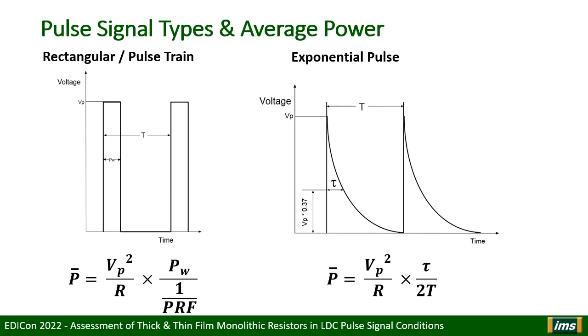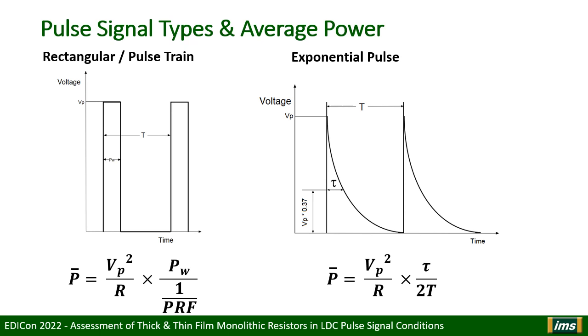For exponential pulses issued from capacitive discharges, we'd use the RC time constant tau as part of the formula for average power. In our discussions with customers, by and large, the rectangular pulse train is the more common calculation, and it's worth mentioning that there are ways to use mathematical transformations to convert what really is an exponential pulse into rectangular pulses for ease of use and other calculations down the line. But that's not something that we need to go into here today, but this is just a transformation that is also fairly routine.